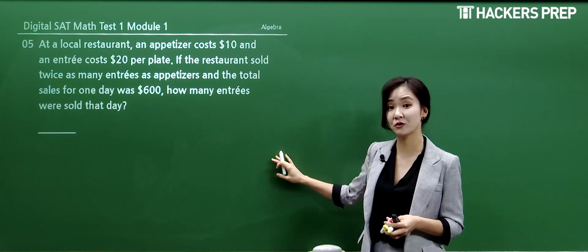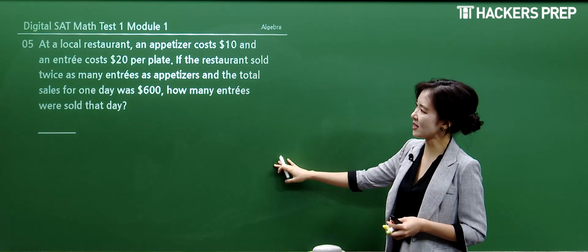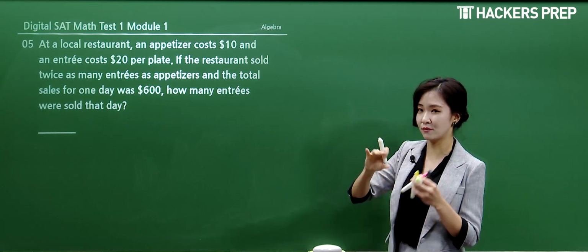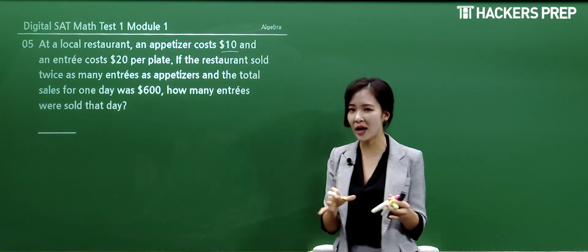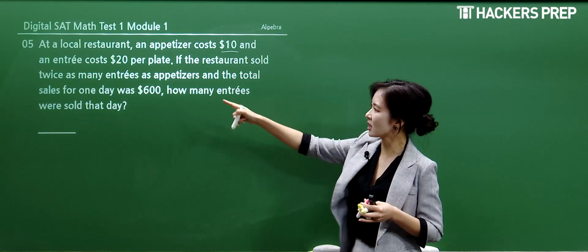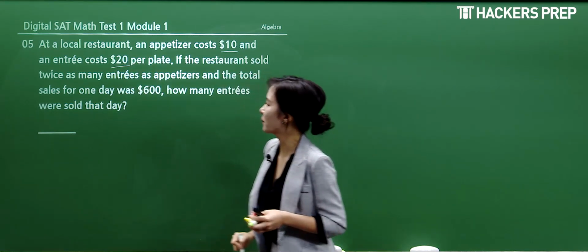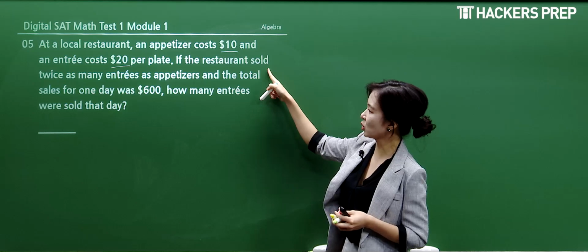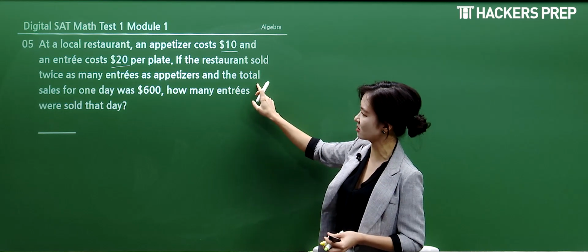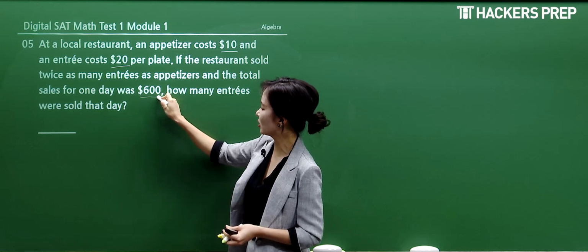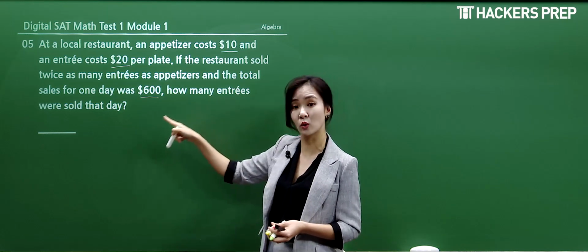Okay, question 5. At a local restaurant, an appetizer, which is the first menu of the course, costs $10, and an entree, which is like the main middle course, costs $20 per plate. If the restaurant sold twice as many entrees as appetizers and the total sales for one day was $600, how many entrees were sold that day?